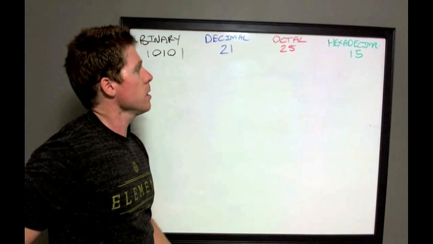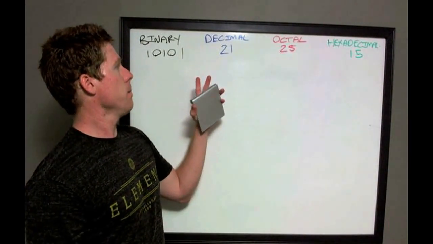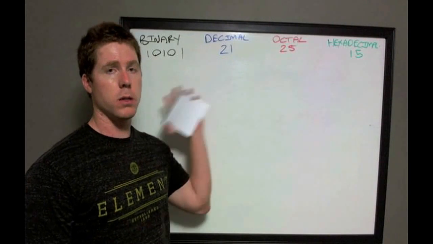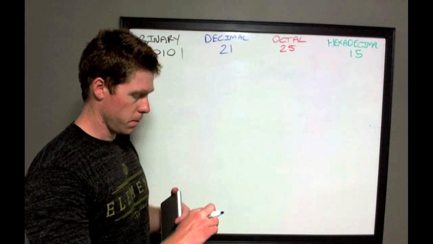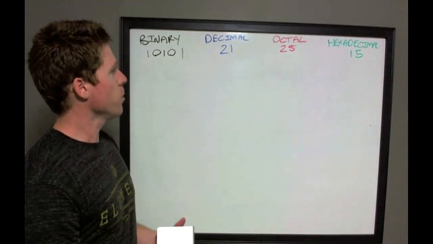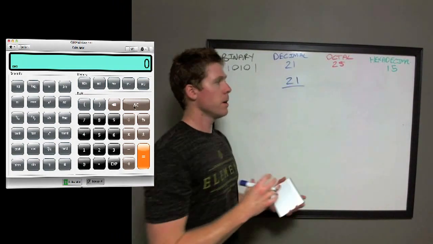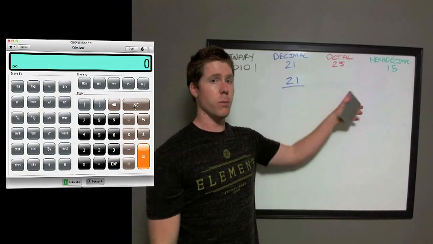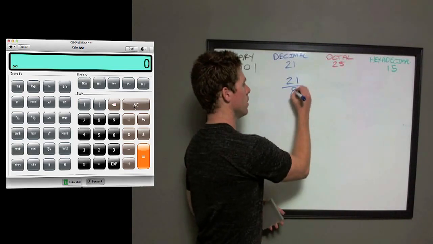Alright, so I just said to you before that in order to get from decimal to any other number system, we just use the divide by method. That's what I call it. I don't know who came up with it. It might be called something else, but that's how I refer to it. So again, 21 divided by the base number of what we're going to, which is octal. So it's a base number of 8.